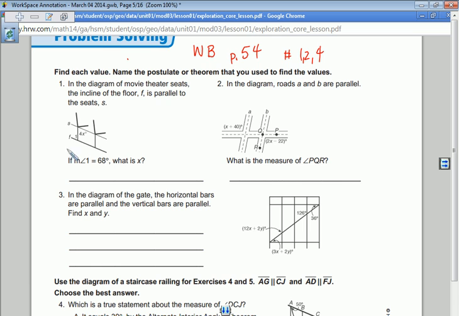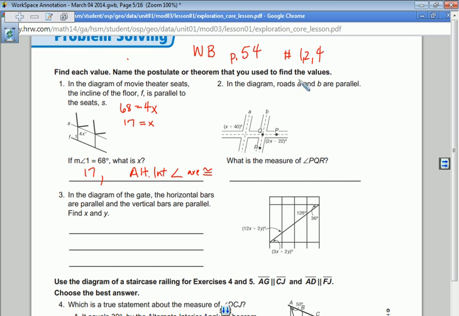All right. Angle 1 and the angle represented by 4x, what kind of angles are those? Alternate interior angles. Good. And what do we know about alternate interior angles when we have parallel lines? They are congruent. Okay? So we know that the measure of angle 1, which is 68, has to equal 4x, so x is 17. Any questions? Let's move on.